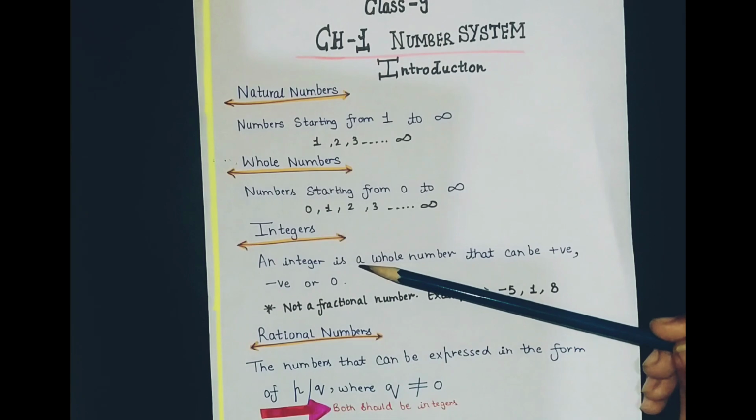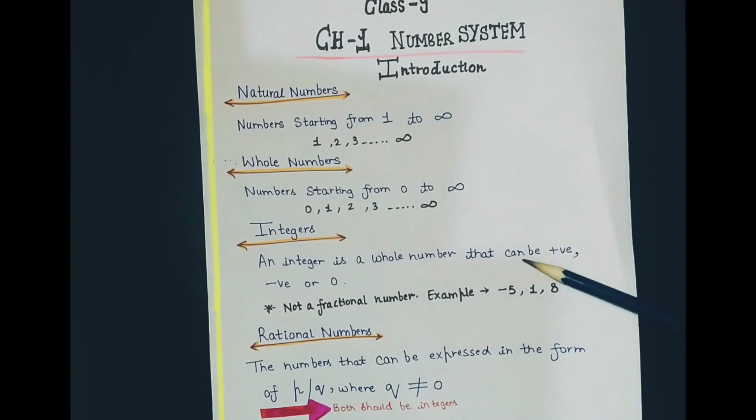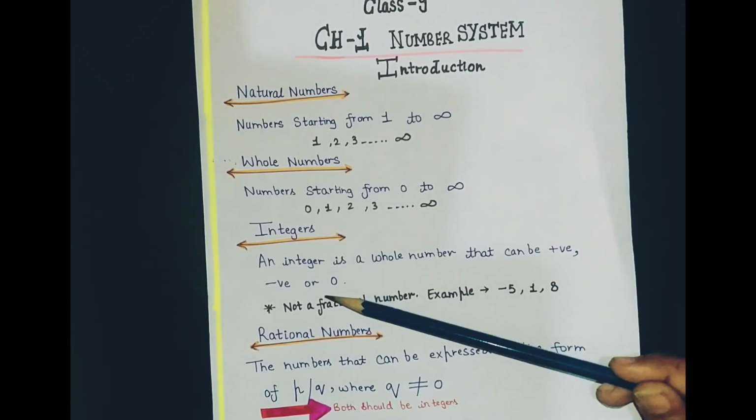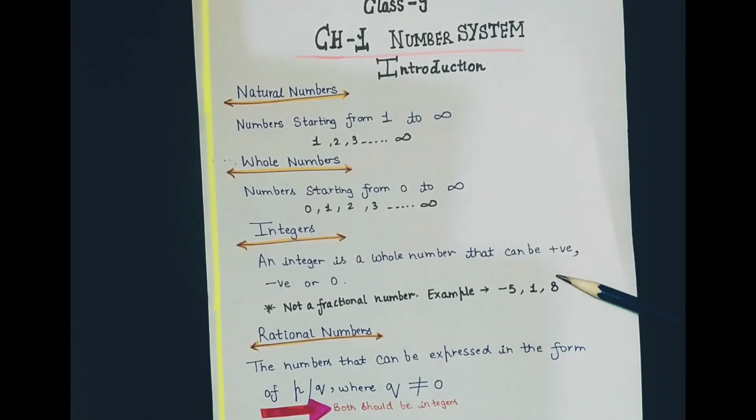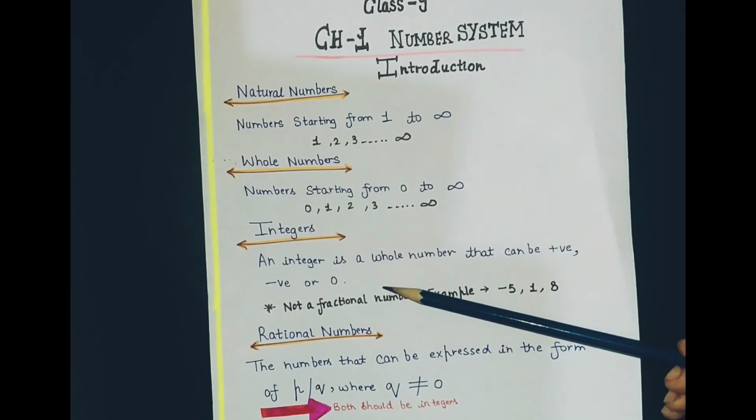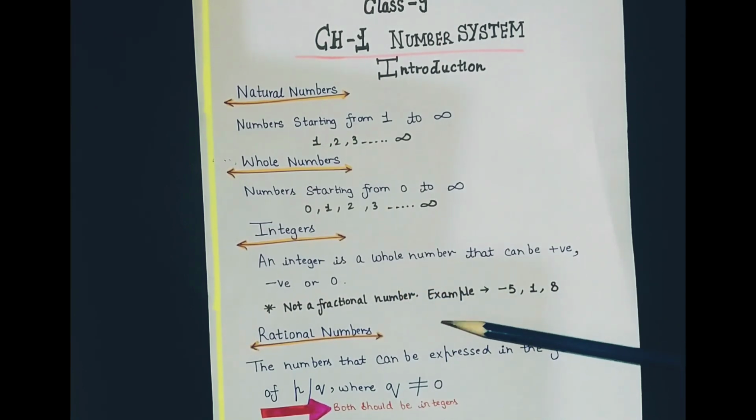So what are integers? An integer is a whole number that can be either positive or negative or 0. If an integer is positive, it will be like 1, 2, 8, like that. And if an integer is negative, that means -5, -210, -10, -100, like that. Or it can be 0. So we represent integers on a number line.